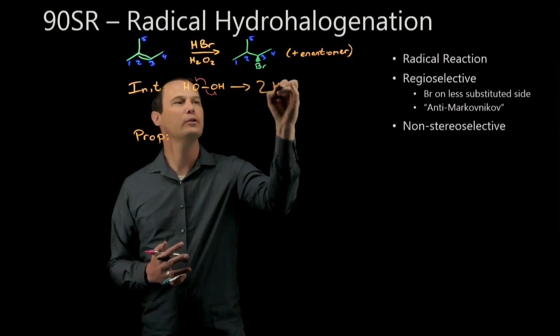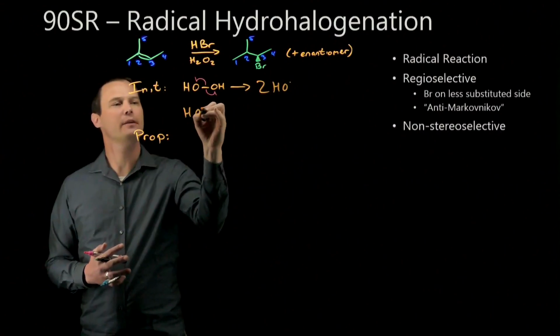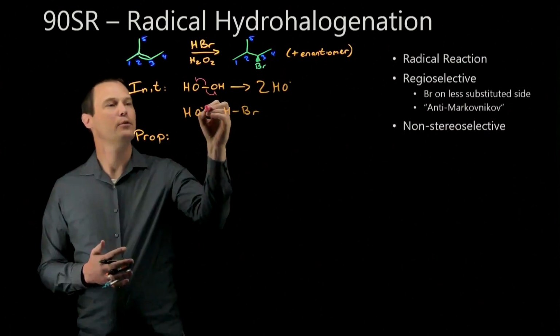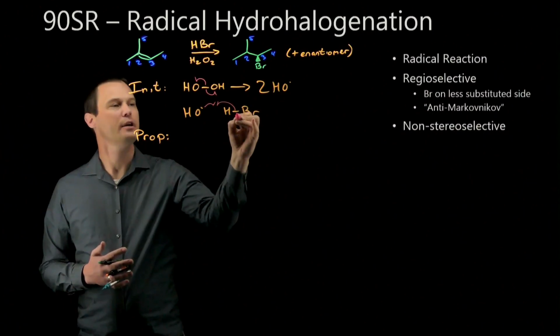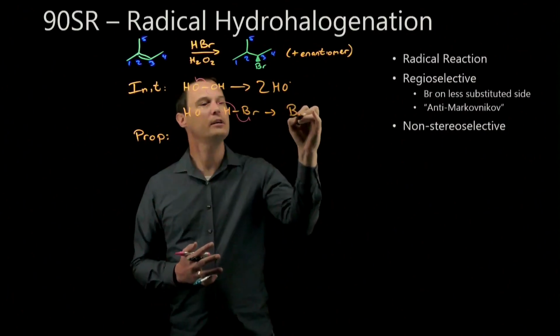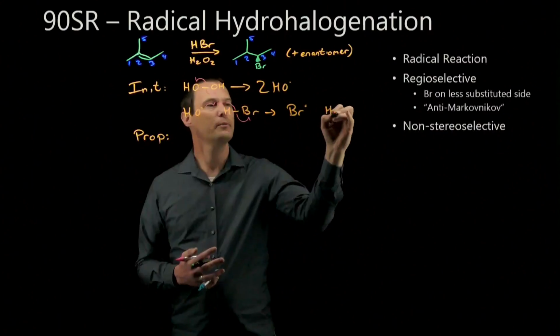two hydroxyl radicals. These hydroxyl radicals can then react with the hydrogen in HBr, doing a hydrogen atom abstraction, forming a bond between oxygen and hydrogen, and breaking the HBr bond, putting an electron on Br to form our key propagating radical, Br dot, plus water as a byproduct.